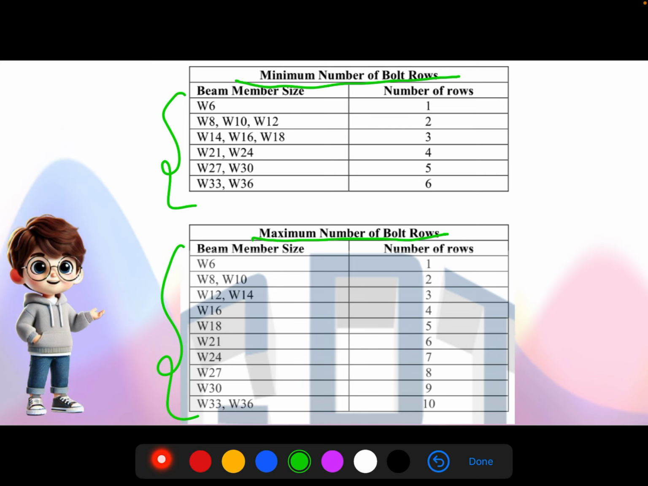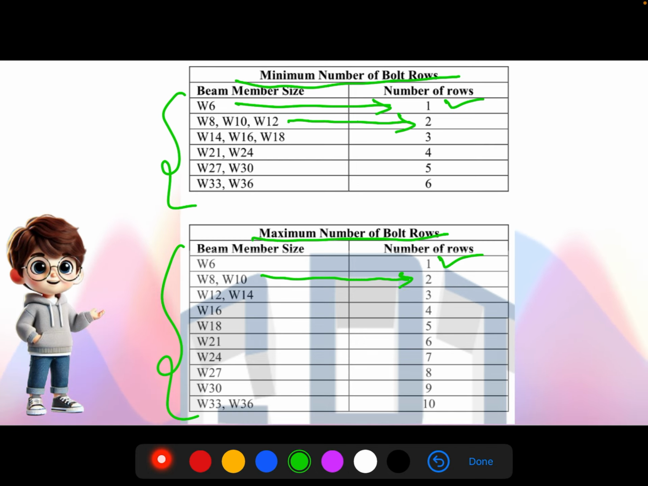Okay, for W6 beam, minimum number of bolts is 1, maximum also 1. For W8 and W10, maximum number of bolts is 2. For W8, W10 and W12, minimum number of bolts is 2. But for W12, if you observe, minimum number of bolts is 2, but the maximum number of bolts is 3. So that is the reason why, based on the clear depth of the beam, we will judge the maximum number of bolts, and based on the concept at least one bolt should cross the center line of beam, we will provide minimum number of bolts. Okay.